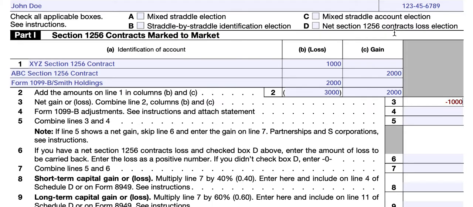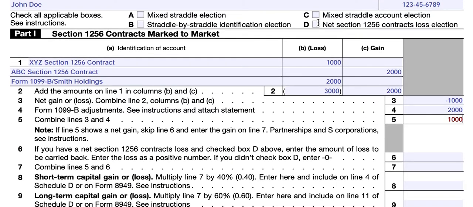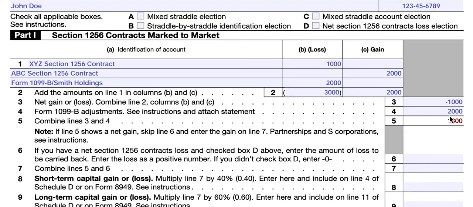So in this example, let's just imagine that our hero John Doe receives a Form 1099 with a net adjustment of positive $2,000. So in line 5, we're going to combine those values. We have a $1,000 net gain, which means we would skip line 6. So if we had a loss that we chose to carry back, let's walk through that example.